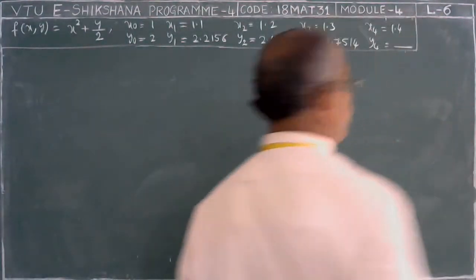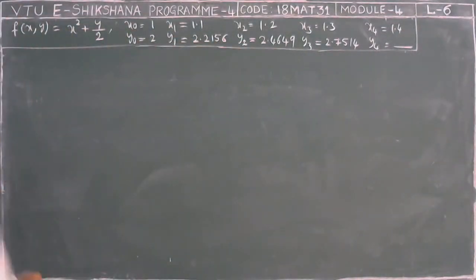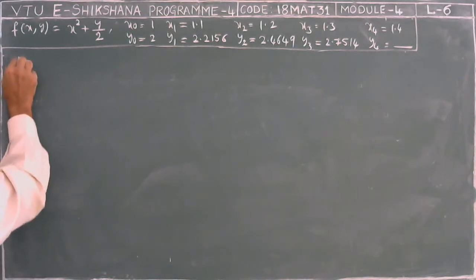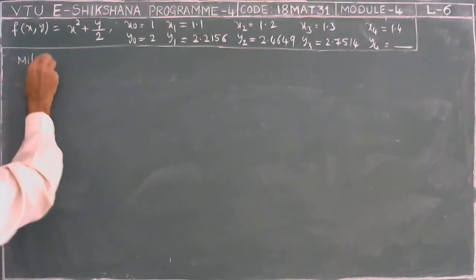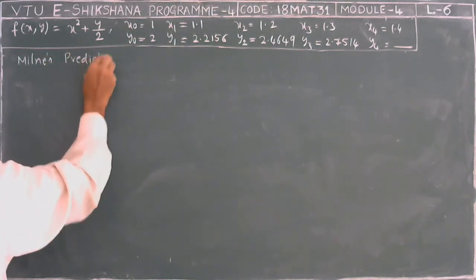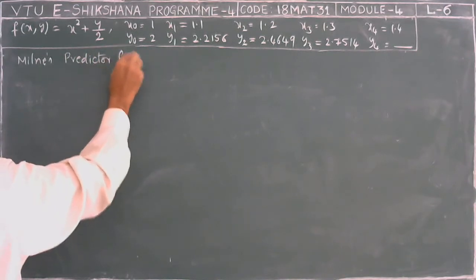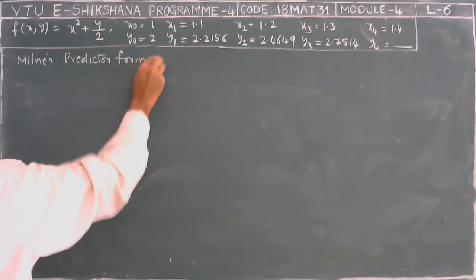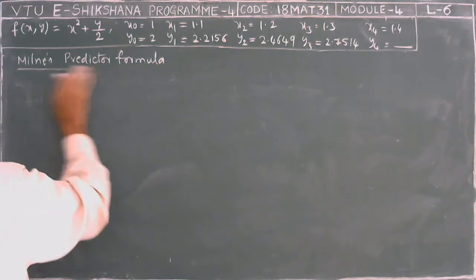Okay, here's the data. Let me apply Milne's predictor formula to predict the value of y at x equal to 1.4 first. Now this formula you have to remember.